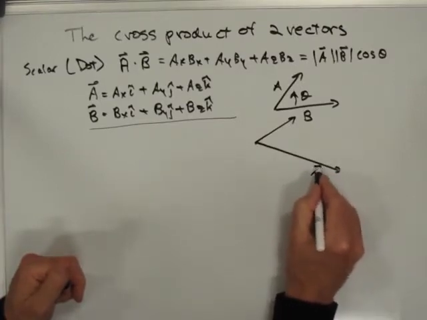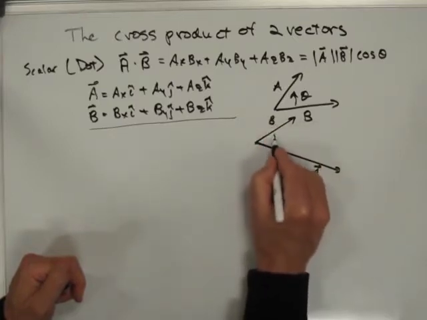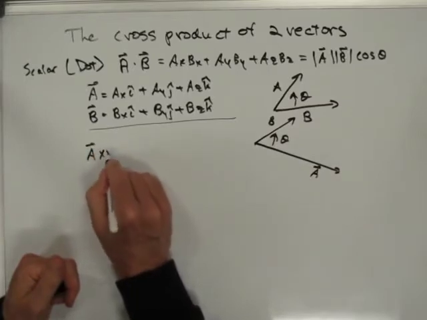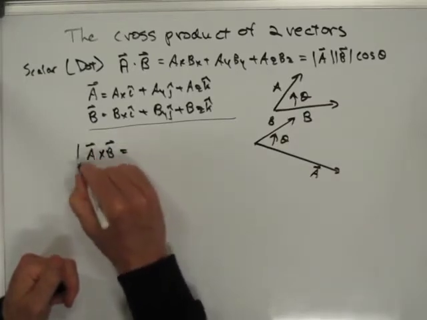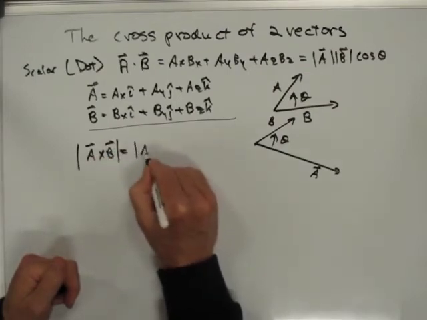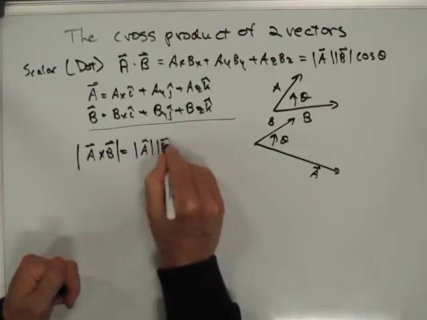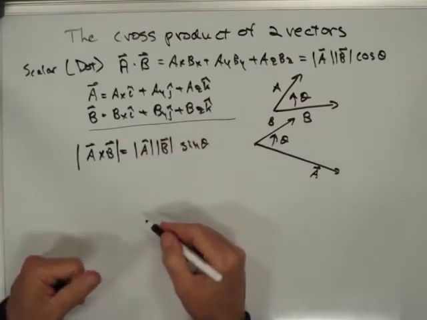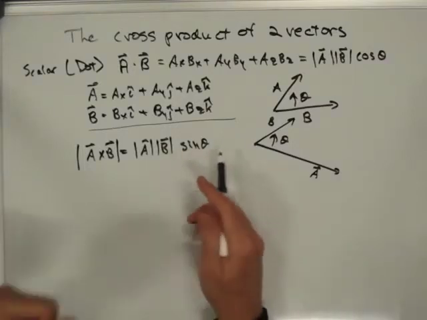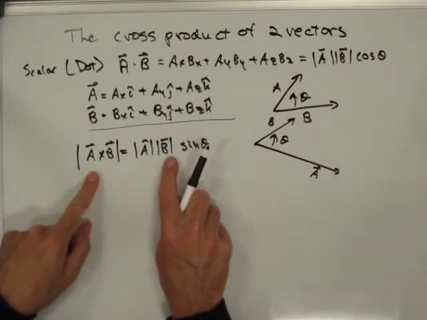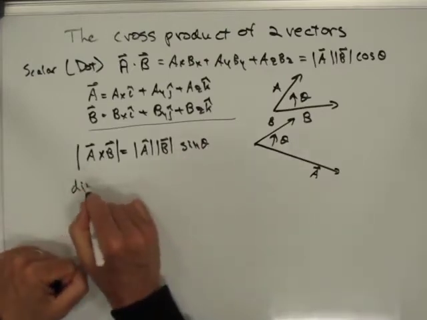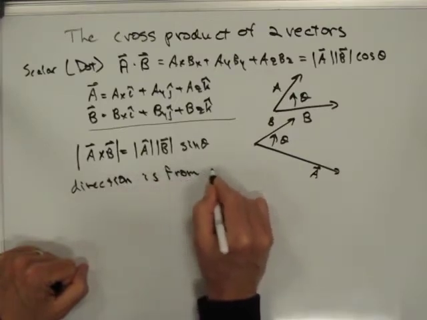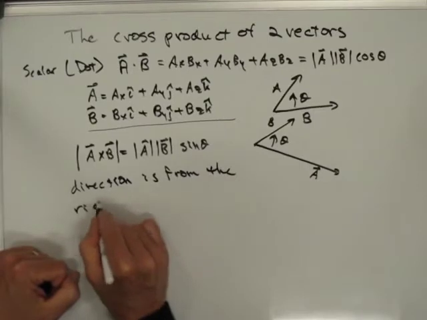If this is my vector A and this is my vector B, and the angle between them is theta, then the magnitude of A cross B is equal to the magnitude of the vector A times the magnitude of the vector B times the sine of the angle between them. Assuming it's a positive angle, otherwise I have to take the magnitude of it. And so that's the magnitude of the cross product. The direction is from the right-hand rule.